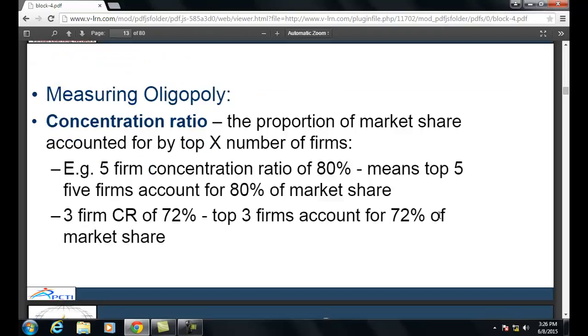Measuring oligopoly: concentration ratio, the proportion of market share accounted for by the top X number of firms. A five-firm concentration ratio of 80% means the top 5 firms account for 80% of market share. A three-firm concentration ratio of 72% means the top 3 firms account for 72% of market share.